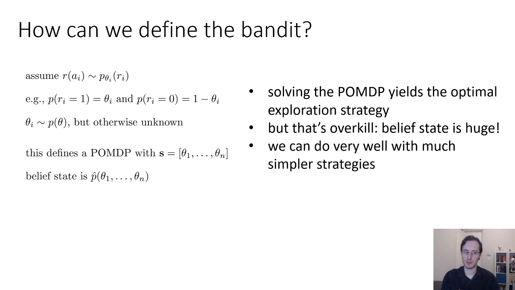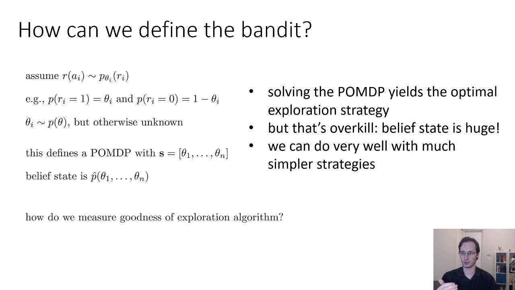And the cool thing about bandits is that you can provably do very well with much simpler strategies than solving this full POMDP. And the way that you would quantify doing well is by quantifying the regret of your strategy relative to how well actually solving the POMDP does. So when we say that a particular exploration strategy is optimal, what we really mean is that it is not much worse than actually solving the POMDP. And not much worse is usually defined in a big O sense.